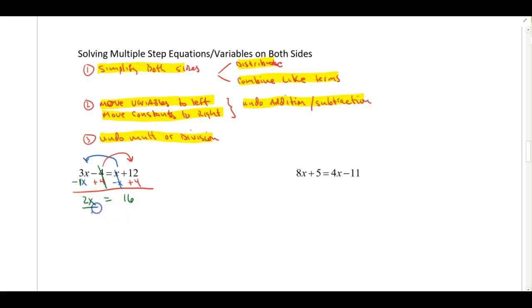Since 2 is linked to x by multiplication, I divide. 2 is eliminated, and x is equal to 16 divided by 2, which is 8. And I am done.